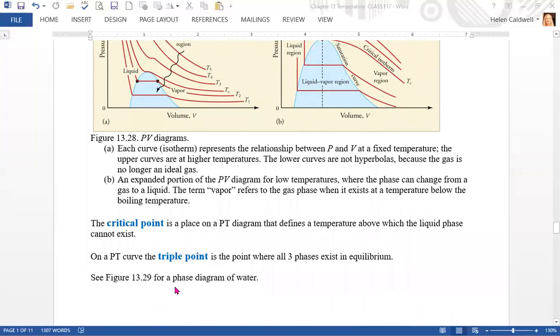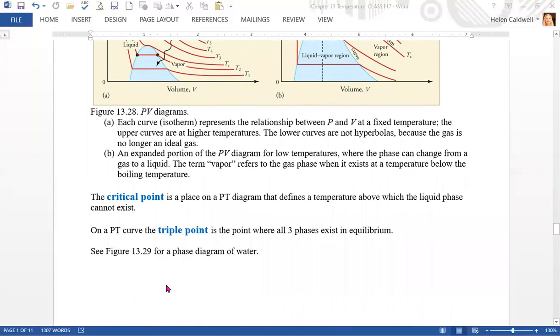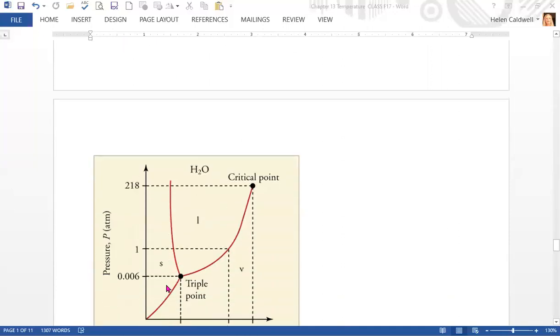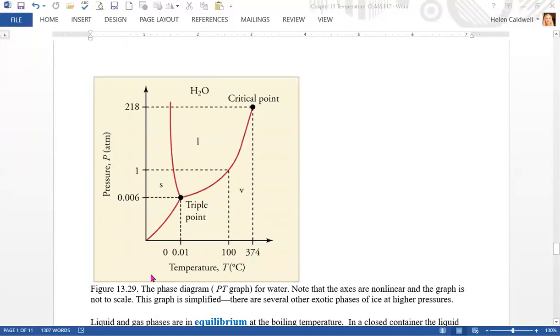So on a PT diagram, the triple point's the point where all three phases are in equilibrium. So let's look at this phase diagram for water. Again, water is our favorite substance. So this diagram you do need to be able to identify points on. If I drew the diagram and left out the words critical point, triple point, S, L, and V, you ought to be able to figure things out. I wouldn't even have to give you the numbers, just the general shape.